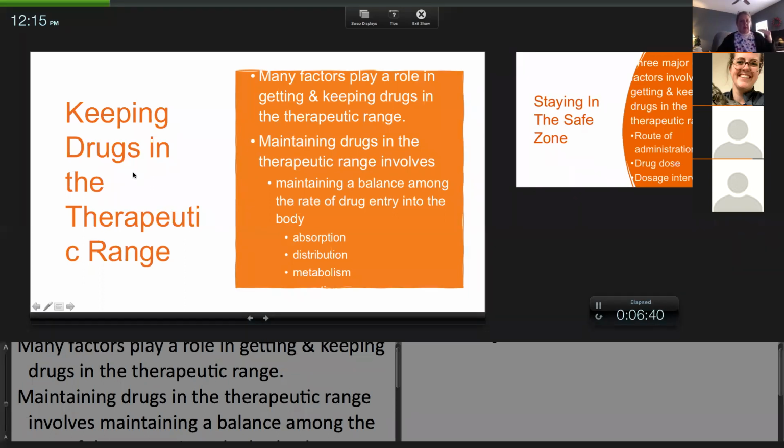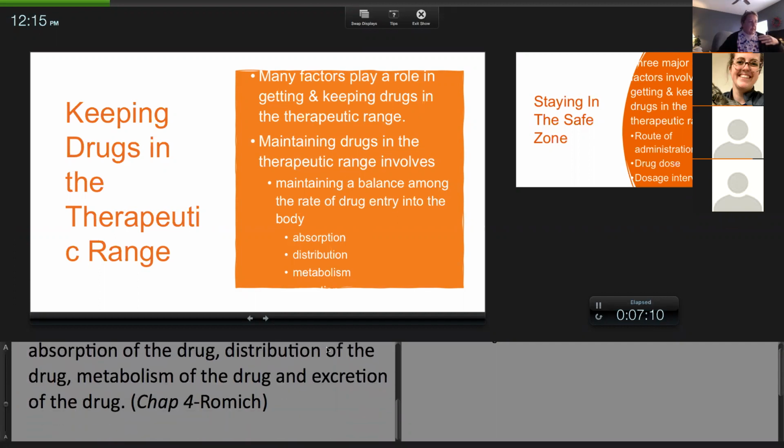So if we want to keep a drug in therapeutic range, because if it's supposed to be for 7 days, our goal is to keep that drug in the animal at a therapeutic range to take care of why they're getting the medication. First of all, the drug has to get absorbed. Once the drug is given and it's absorbed, it has to be distributed to the target tissue. And then the drug is also going to get metabolized, and then it's going to get excreted.